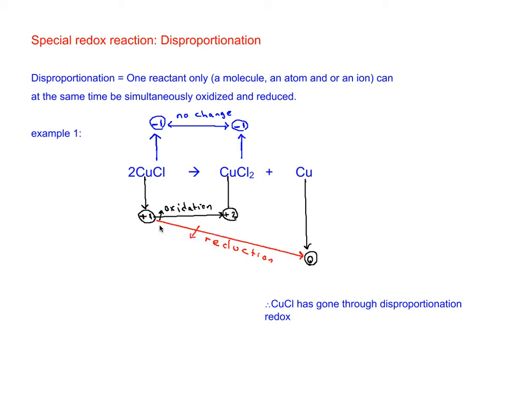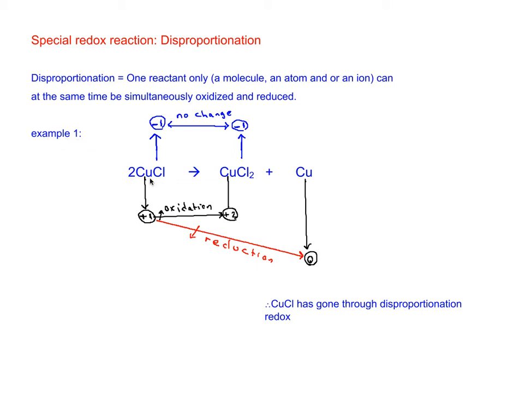There is one special redox reaction called disproportionation. Disproportionation means there is only one reactant. It could be a molecule, it could be an atom or ion that goes at the same time through oxidation and reduction. So it's both reducing agent and oxidizing agent. And I'm going to show you three examples.